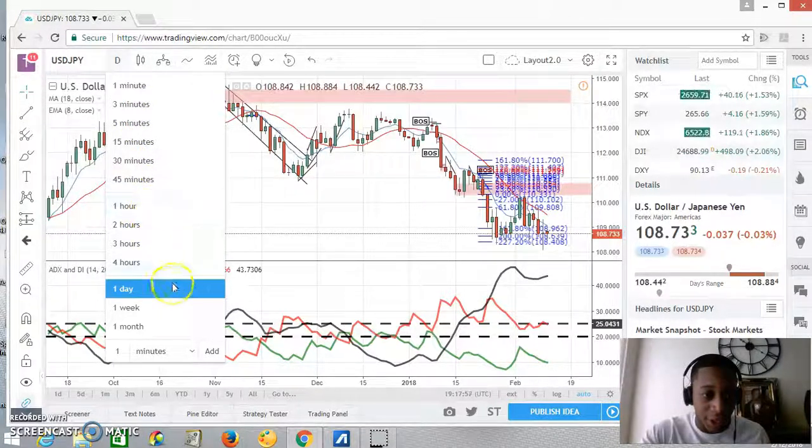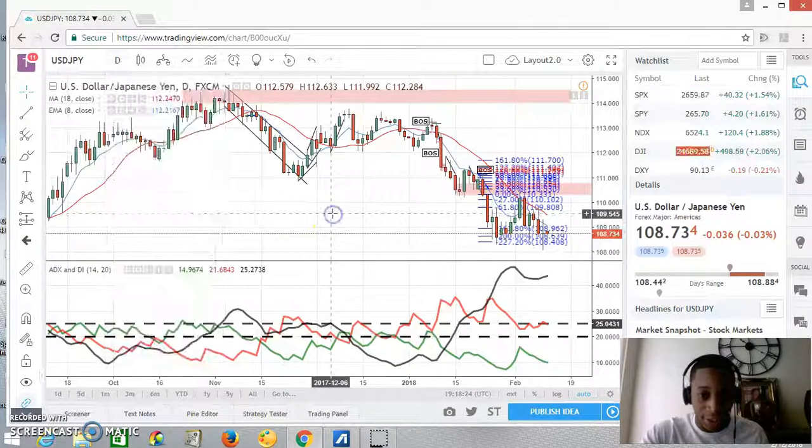So we have the 1 hour, 4 hour, daily, 30 minutes, 45 minutes, 15 minutes, 5 minutes, etc. But the only time frames that I use are monthly, weekly, 1 day, 4 hour, 1 hour, 30 minutes, 15 minutes, 5 minutes. I use my 15 and 5 minutes only for entries, and I base everything off the 4 hour, daily, weekly, etc.